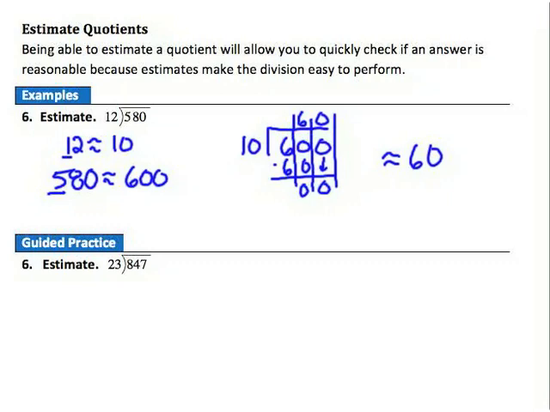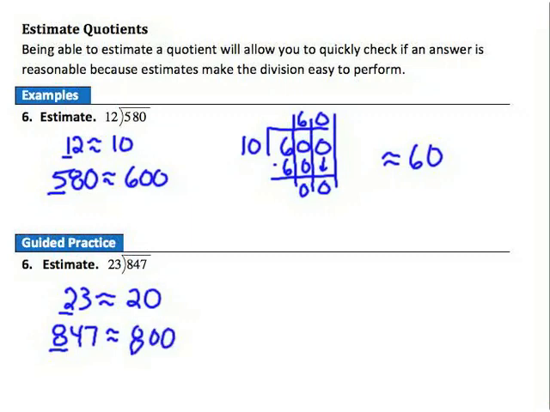Question 6. Estimate 23 into 847. First thing we're going to do is get an estimate for 23 and also for 847. We're going to round these numbers to their largest place value. With 23, that's the 2, and so that is going to round to 20. With 847, that's the hundreds place, the 8, and so that is going to round to 800.